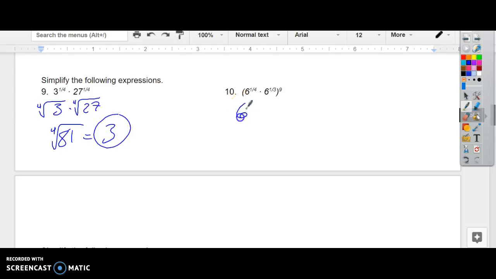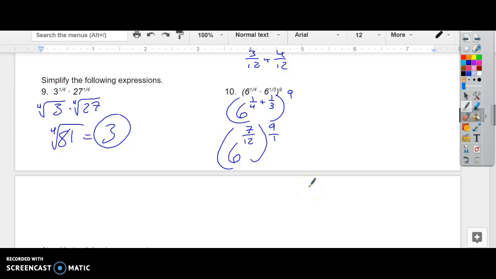On this side, I'm actually going to do 1/4 plus 1/3, and then I'm going to raise it to the 9. So this would be 3/12 plus 4/12. That's what these fractions become, or the common denominator. So I'll have 6 to the 7/12, and then to the 9. Okay, since I'm doing this by hand, I'm just going to reduce this down. So this is 6 to the 21 over 4. And that's where you can stop it.